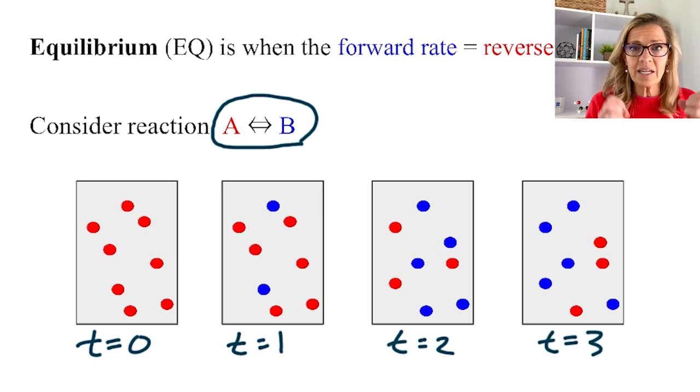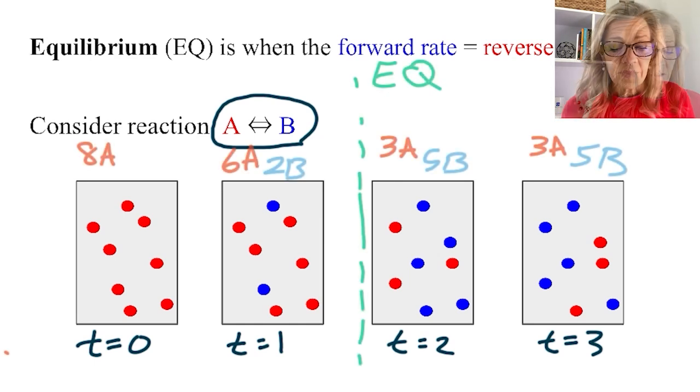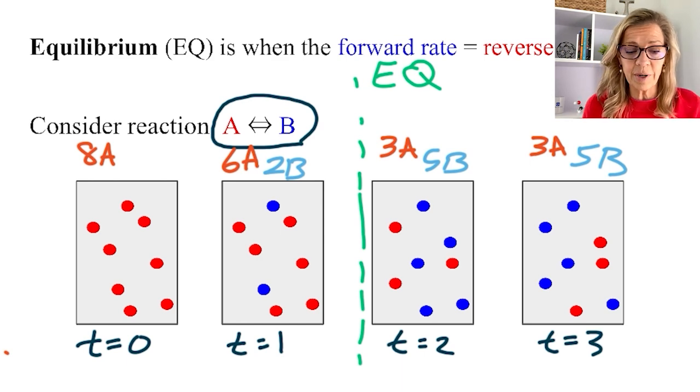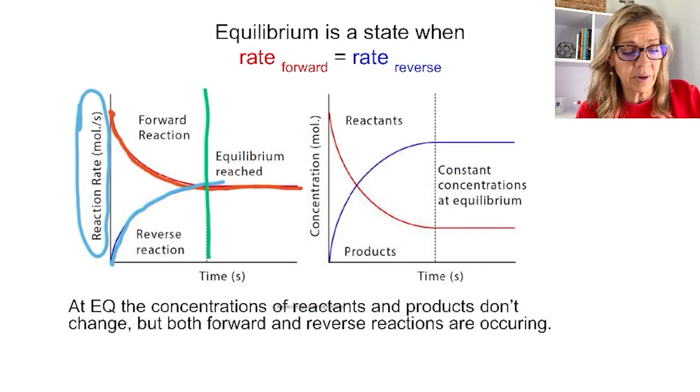Time interval. It's like we take a little snapshot of the reaction. So we start off with all reactants. Notice that I know I'm at equilibrium when my concentrations of A and B level out. And so there's our equilibrium point right there. That's when we reach equilibrium.